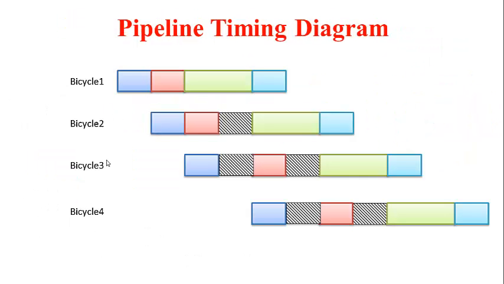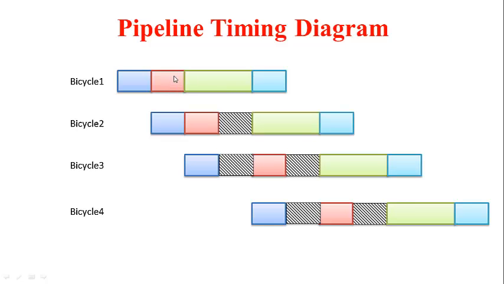We can represent this in the form of a pipeline timing diagram. The first bicycle enters the pipeline first, and when it moves to the second step, I have represented the second step here with a different color, and the third step with another different color, and the fourth step with yet another different color. As you can see, second bicycle will enter the first step when the first bicycle has moved on to the second step.